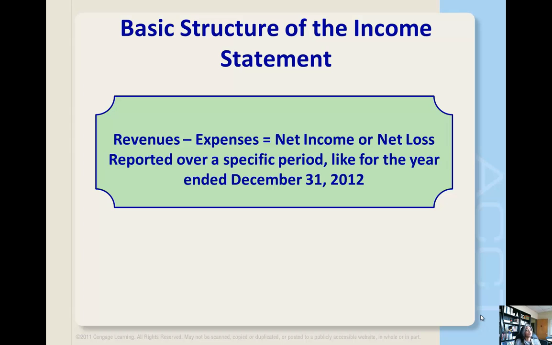So now let's take a look at the basic structure of the income statement. Very simple. Revenues minus expenses are equal to the net income, or if it's negative, that would be a net loss. It's reported over a specific period, like a year or a quarter or a month. So typically we'll be looking at a year's time. So it may say the income statement for the year ended December 31st of whatever year, assuming that the entity is reporting its financials based on a calendar year.